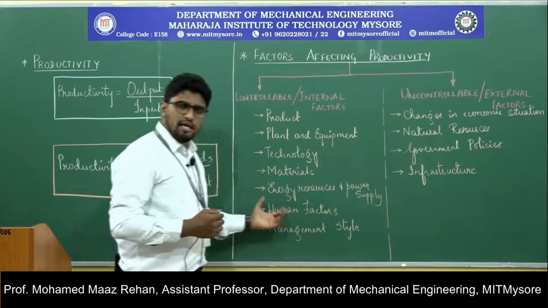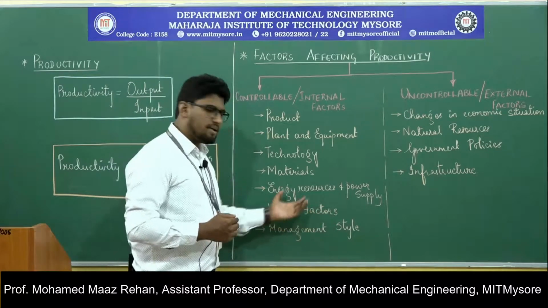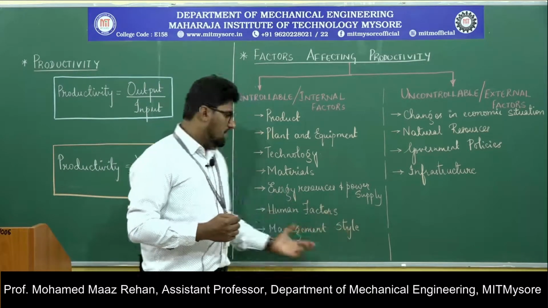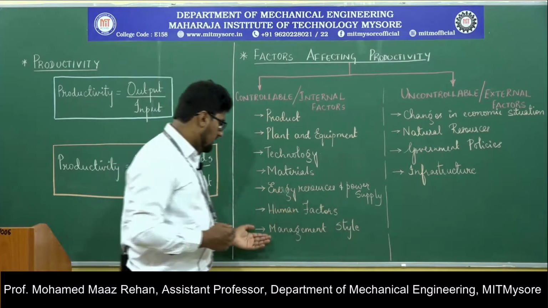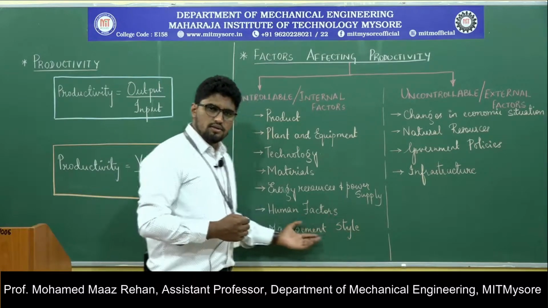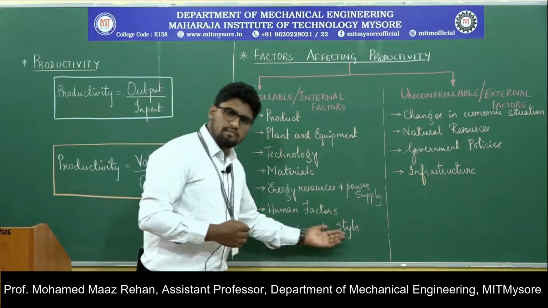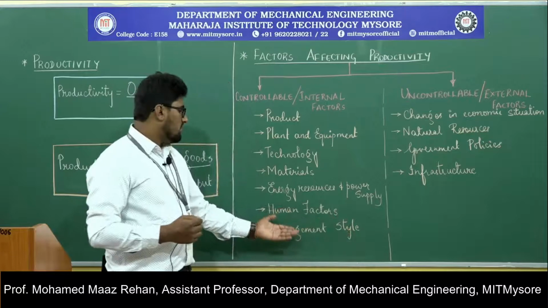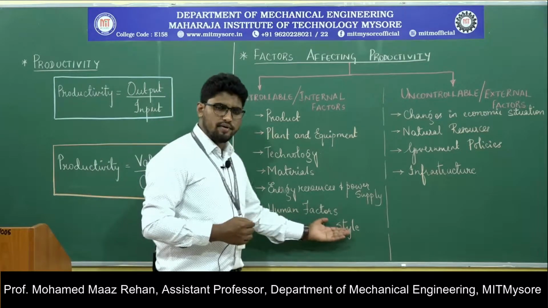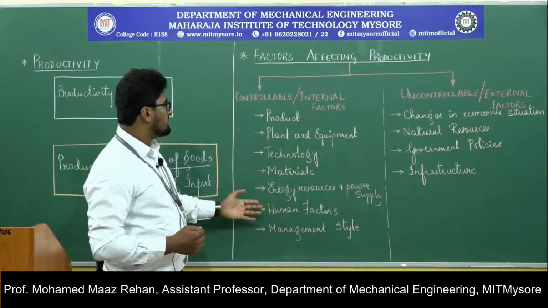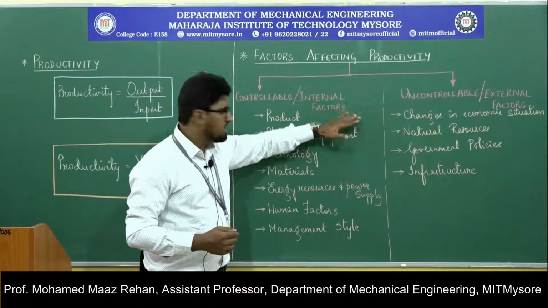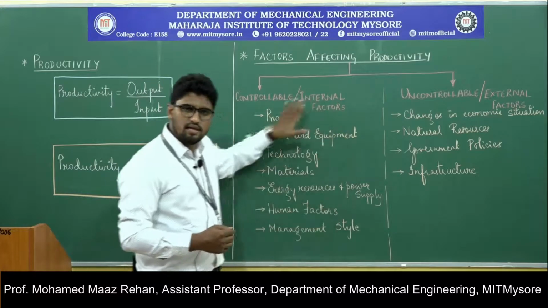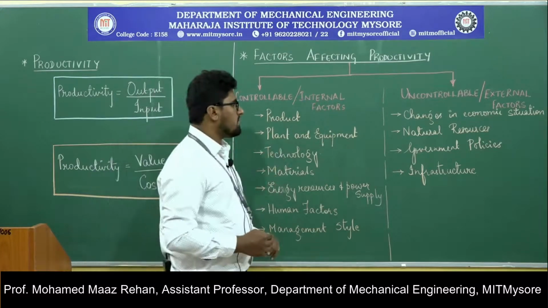Next is human factors. Human behavior plays a major role in terms of productivity. If we give proper training to the employees, that in turn affects productivity. Next is management style. If the management is very dynamic and flexible, then obviously that increases productivity. These are all the factors that affect productivity. These are all controllable or internal factors, factors that exist within the organization.